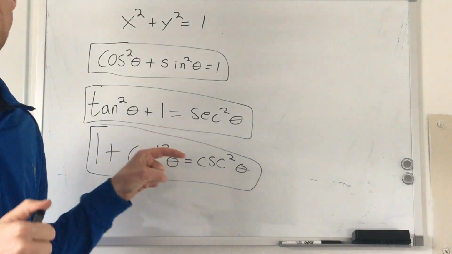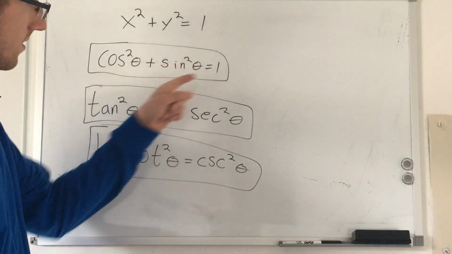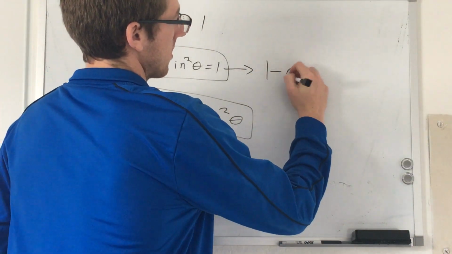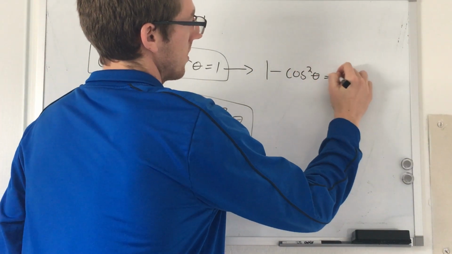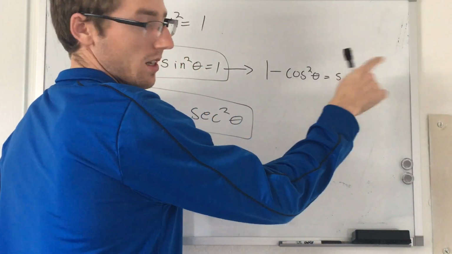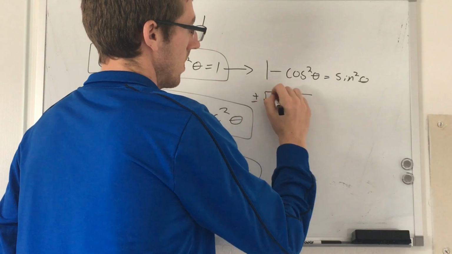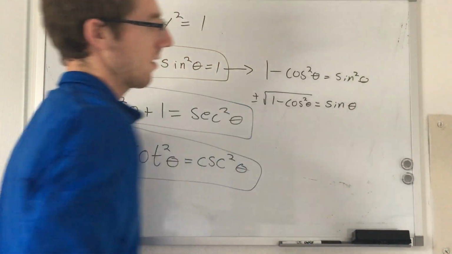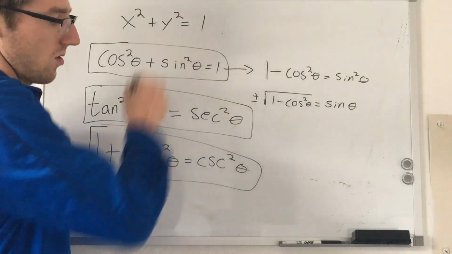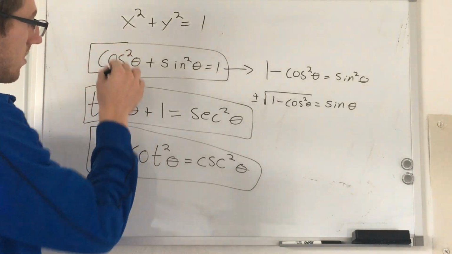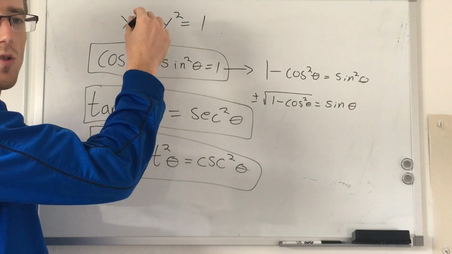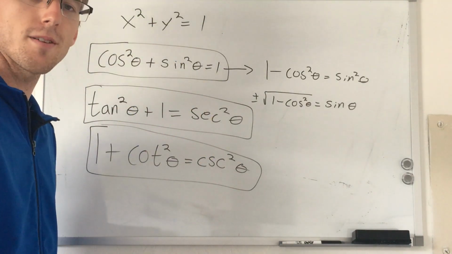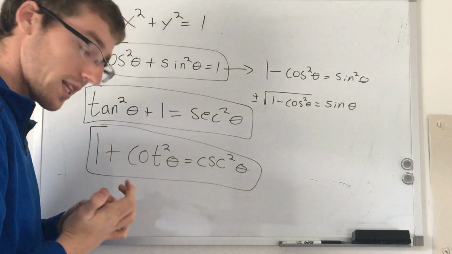That being said, you can also rearrange these. So if I rearrange this guy, I get that 1 minus cosine squared theta is sine squared theta, which means I can take the square root, so the square root of 1 minus cosine squared theta is equal to sine theta. Okay? You're going to have to do a lot of rearranging. These three are going to be your best friend. You can get any other trig identity that you could ever think of from these three right here. Okay? Alright, I think that's it.